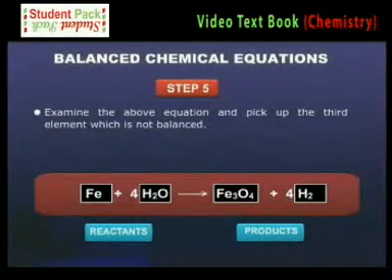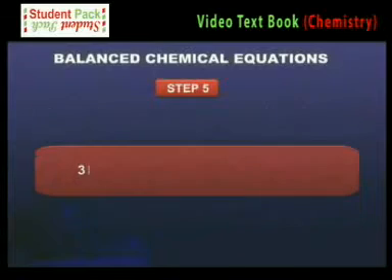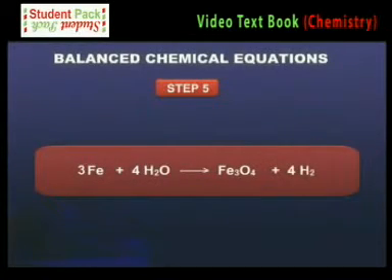Now step 5, examine this equation and pick the third element which is not balanced. In this case, we find that only one element is left to be balanced, which is iron. On the right hand side, we find 3 atoms of iron and therefore, to equalize iron, we take 3 atoms of iron on the left hand side. And hence, the equation changes to 3Fe plus 4H2O gives rise to Fe3O4 plus 4H2.